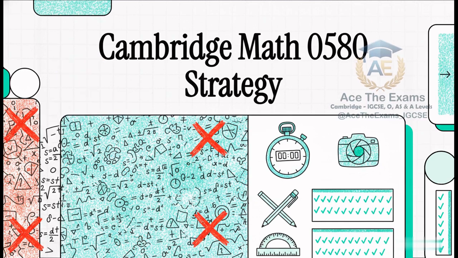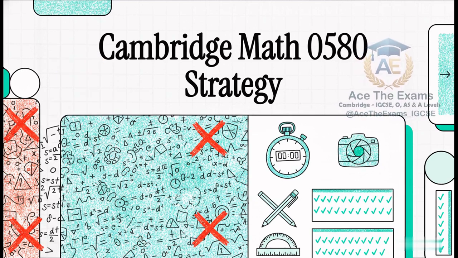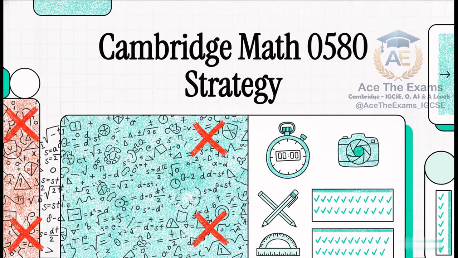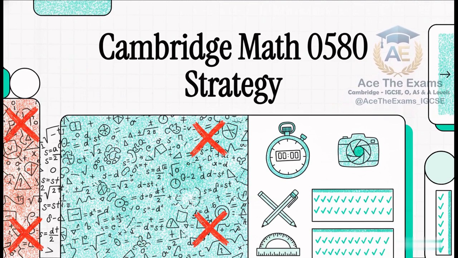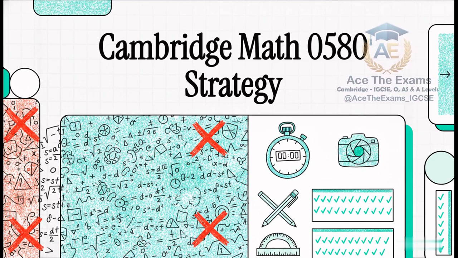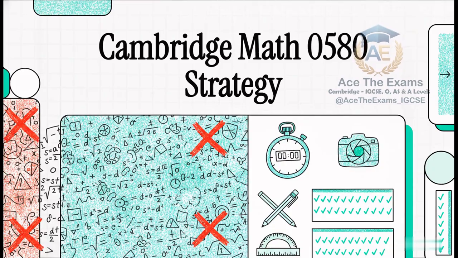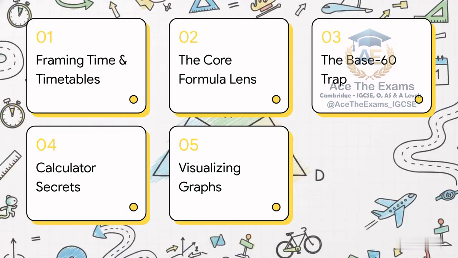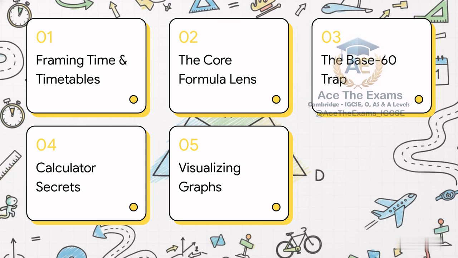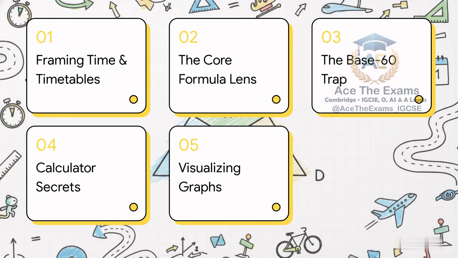Whether you are taking syllabus 0580, 0606, 4024, 4037, or 4040, this strategy applies. We're going to transition your approach from blurry, unstructured raw data to crisp, top-tier, examiner-pleasing answers that practically guarantee those top grades. So here is our shot list for today's masterclass. We've got 5 critical sections: framing time and timetables, the core formula lens, adjusting exposure to avoid the base 60 trap, unlocking calculator secrets for time, and finally, visualizing graphs. Let's get right to it.